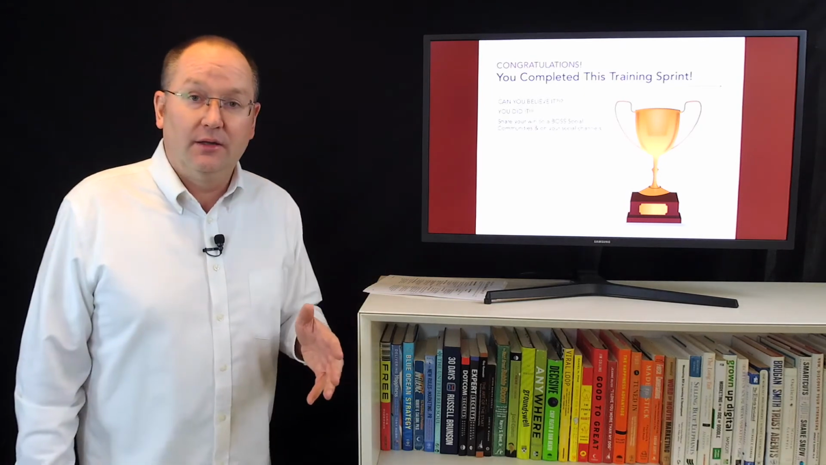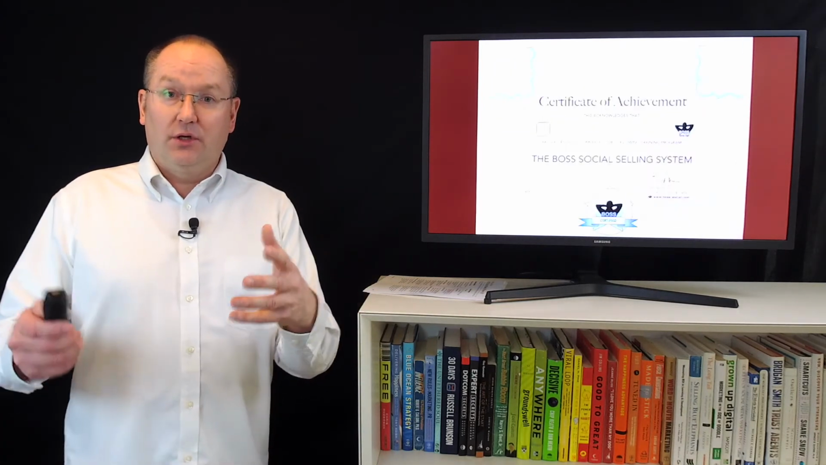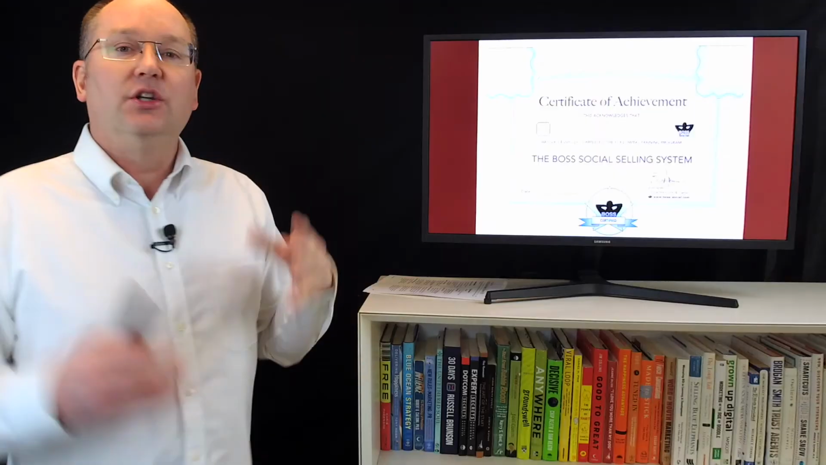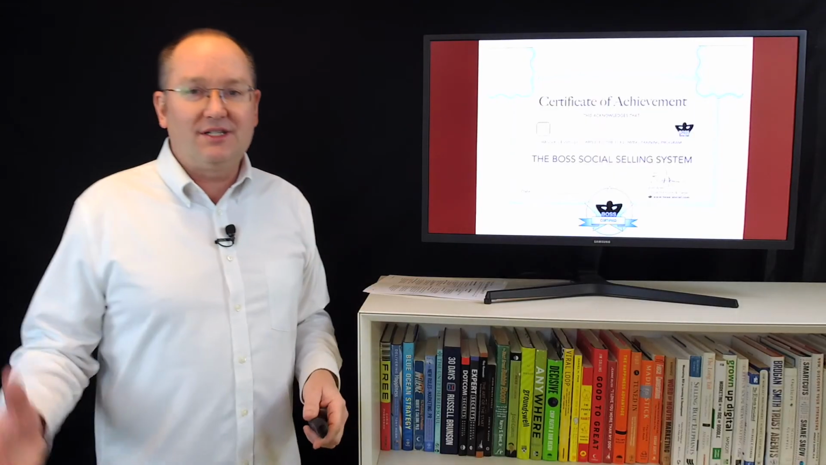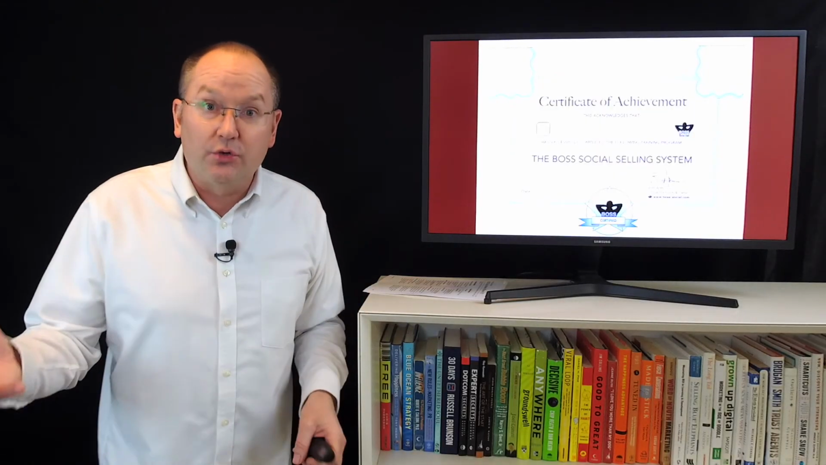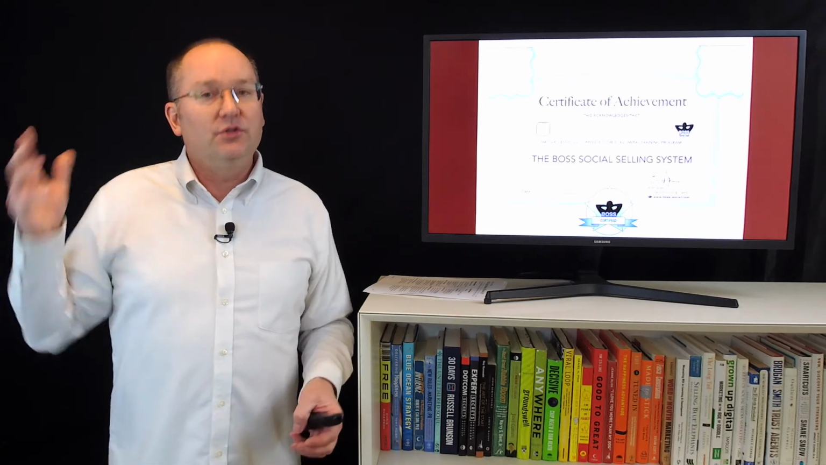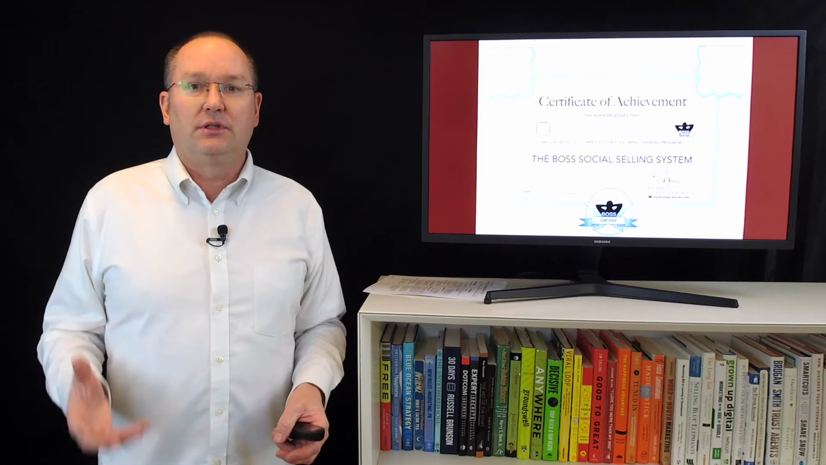You are done. And one of the things that I want to award you with is a certificate. So what you can see right here is there's a certificate and you can sign it. We had one for each of the sprints, but this is the ultimate one. This is the one that says, I have completed, I am a boss. This is for the Boss Social Selling System. You've done it all. So print it, share it on social media, share it in our group, but let your clients see it, let your coworkers see it. You should be really proud of what you've accomplished.